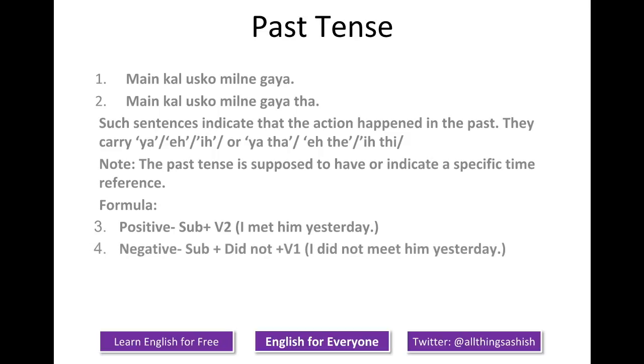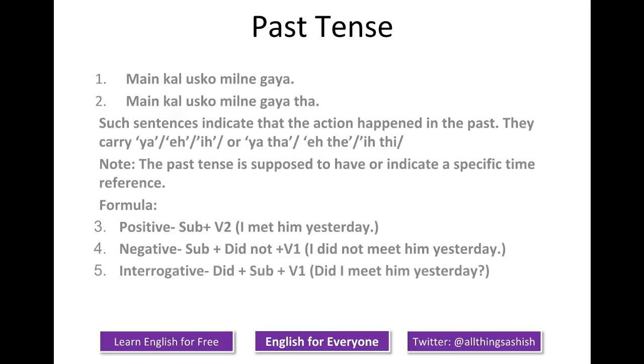If you are translating a negative sentence of the simple past tense, the formula that you can use is subject plus did not plus the first form of the verb. For example, I did not meet him yesterday.